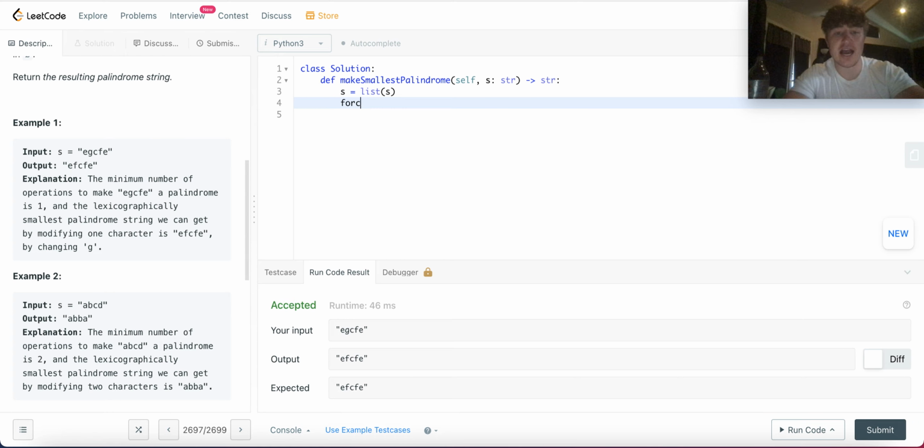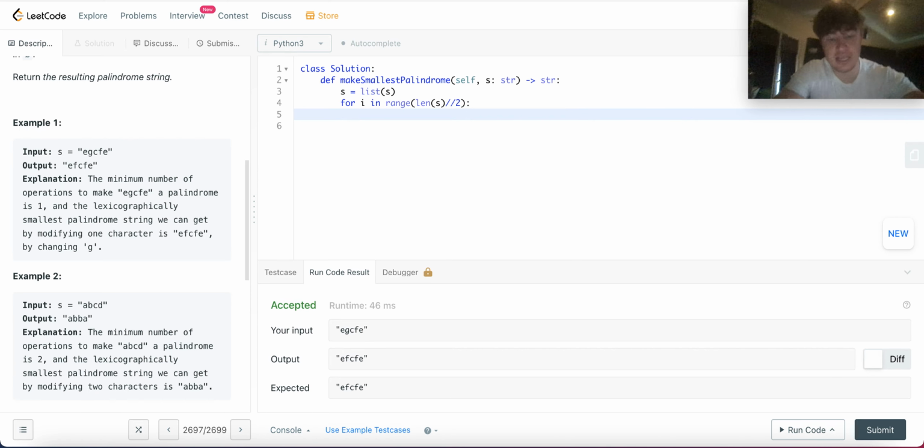So we'll look at each i in range, length of s, floor divide by 2, all right? Because we only look at half of the letters, since we look at all pairs of 2. So we look at the outermost 2, and the next one's all the way to the center. So it's half, right?